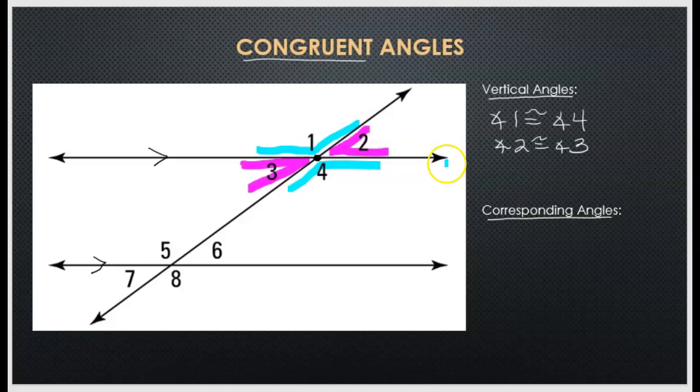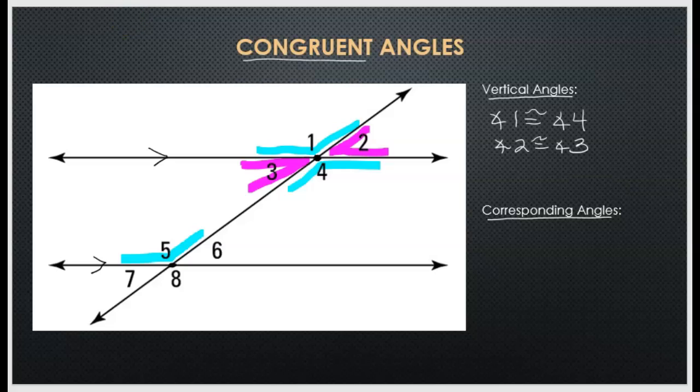And I want you to picture this. If I could take this top line and literally scoot it down, pick it up and move it so that it's physically resting on top of the bottom line, then angle 1 and angle 5 would be in the same location. So we're talking about angles that are in the same location but with a different intersection point. You can see that 1 and 5 kind of match up, right? They're in the same position, just with different intersection points.